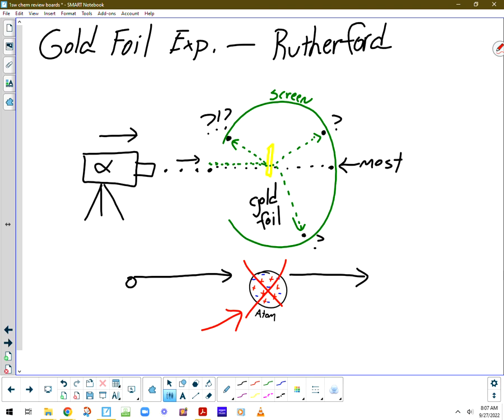Instead, what he proposed was a new model of the atom that said you've got a very dense, tiny, positive area of the atom, surrounded by mostly a region of empty space where your electrons are. Since he said this very dense part is in the middle, he called it the nucleus. This is what's known as the nuclear model.